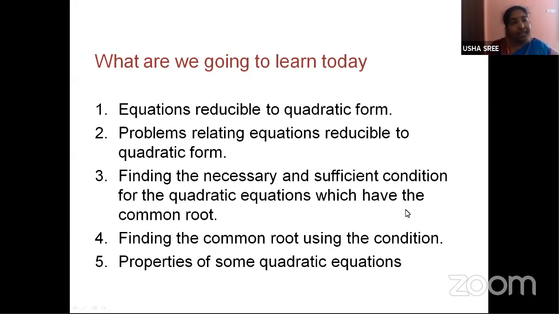Yesterday we have seen ax square plus bx plus c equal to 0. With that we have seen the roots. Then based on discriminant we have discussed the nature of the roots. But if the value of the coefficients are changing, like suppose if they are equal to 0, not equal to 0, there are some specific cases that we will look into.